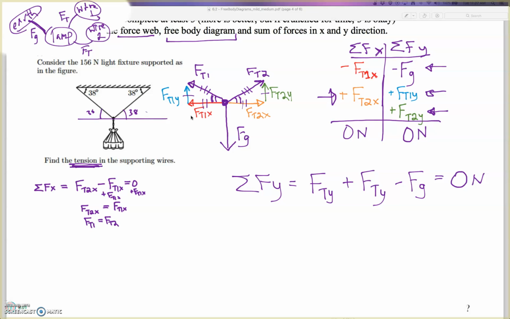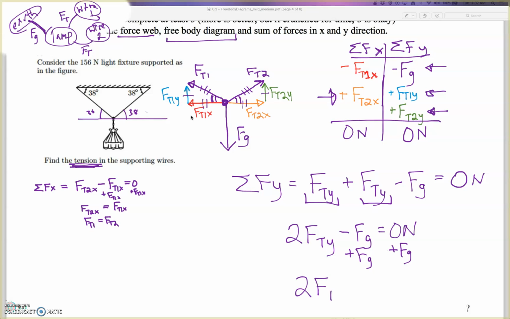So from this equation, I can see that I have two terms that are force tension in the y direction. I'm going to call that 2 force tension y minus Fg equals 0 newtons. And actually, I can add Fg over to the other side. And what I get is that 2 times force tension in the y direction is equal to the force of gravity.